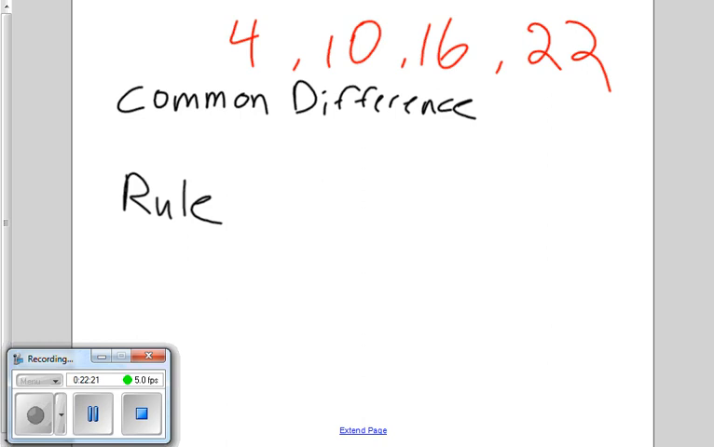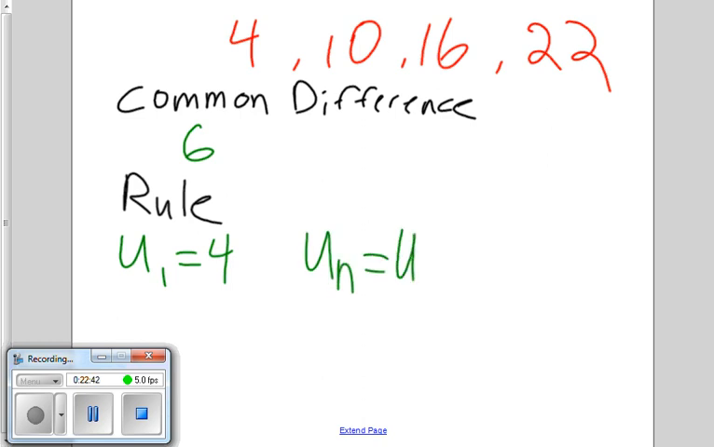Who's got our common difference? What's our common difference here? Who in the back there? Yep. Well, 6. Yep. And then what's our rule? Go down front there, Mr. T. U of 1 is equal to 4. Okay. U of n equals U of n minus 1. Perfect. Those are all 3 of our components.